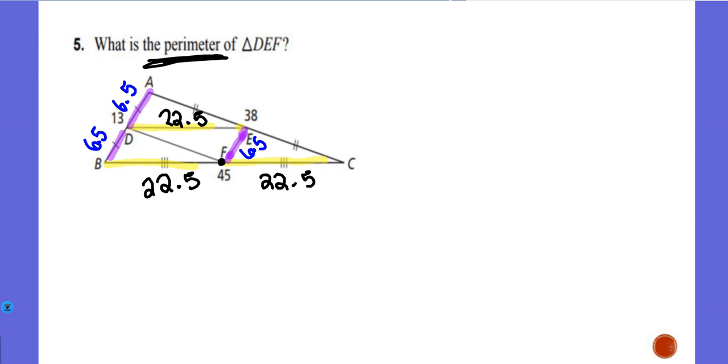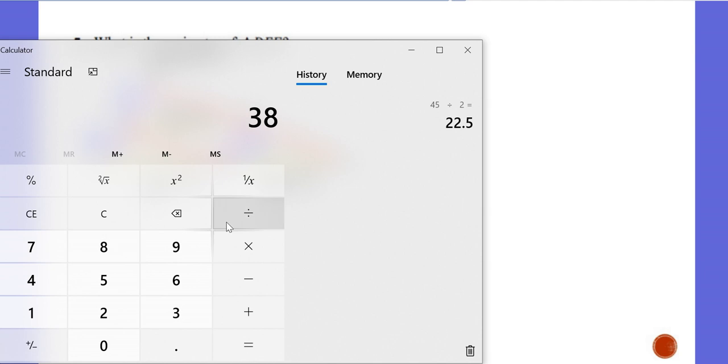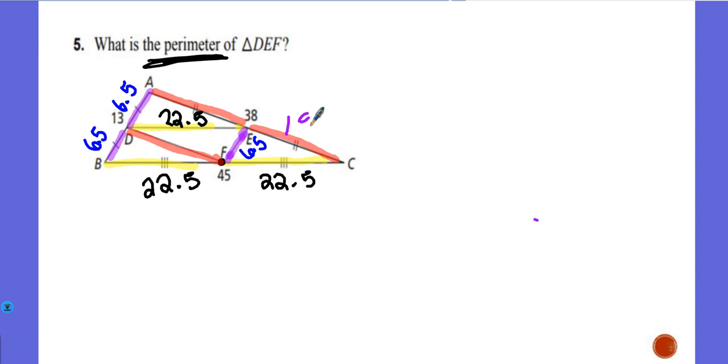Okay, and then I'm going to highlight this red part right here, and the side that's parallel is right here. So if this whole thing is 38, then I need to split 38 into 2 equal pieces. Let's grab the calculator. So 38 divided by 2 equals 19. So this is 19, this is 19, and the side that's parallel to it is 19.